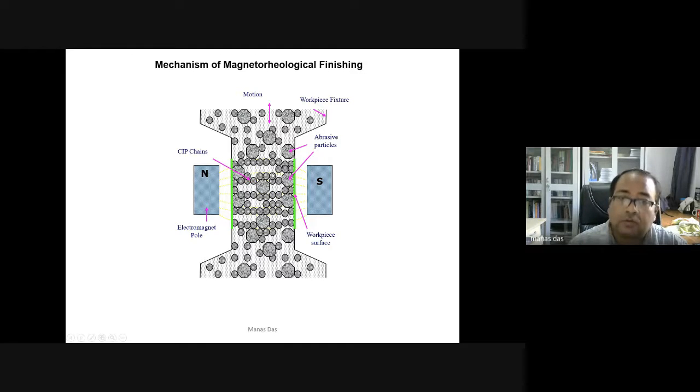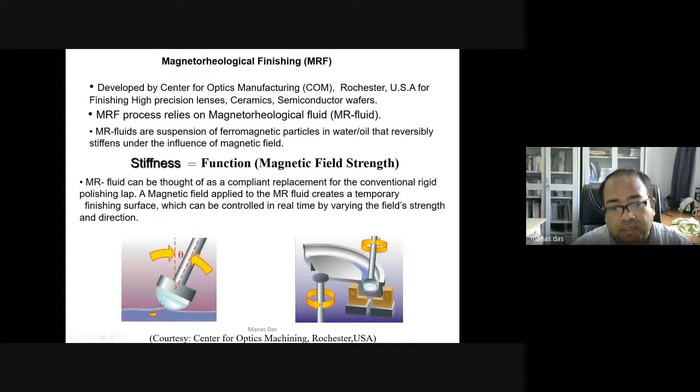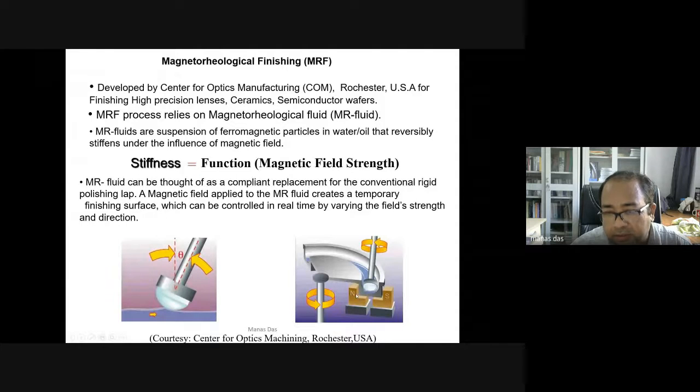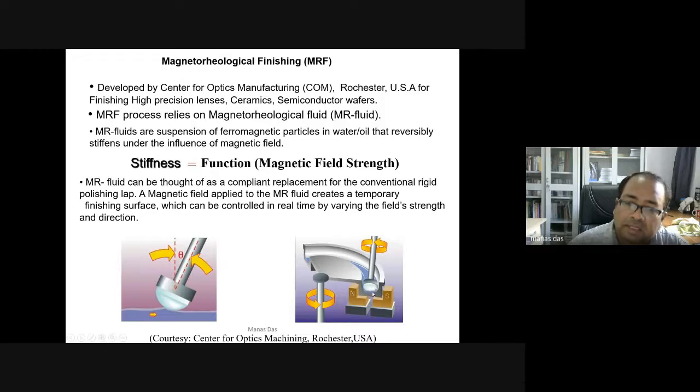Okay, with the introduction, what happens in this case is that the magnetic field is applied in this zone only. This is the finishing zone. There is a disk, and through this disk the media flows, and it is rotating about this axis. This is the workpiece holder. It is also rotating in the opposite direction, and like this the entire surface of the workpiece is polished.